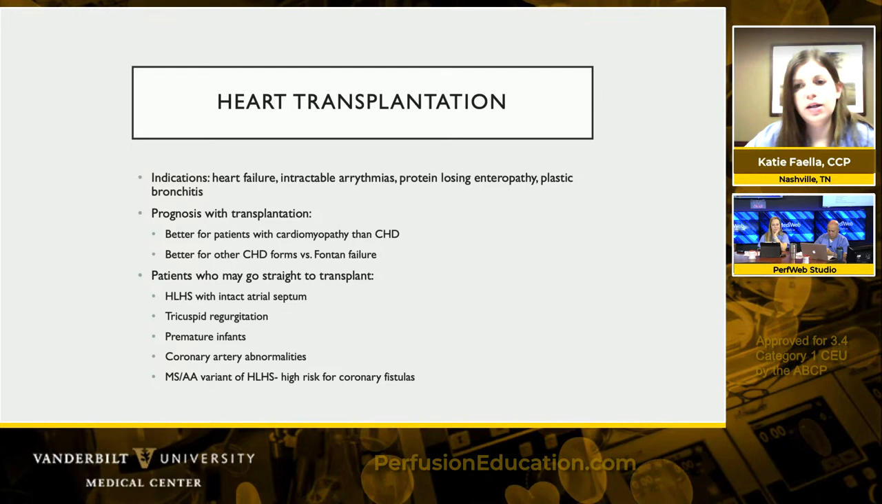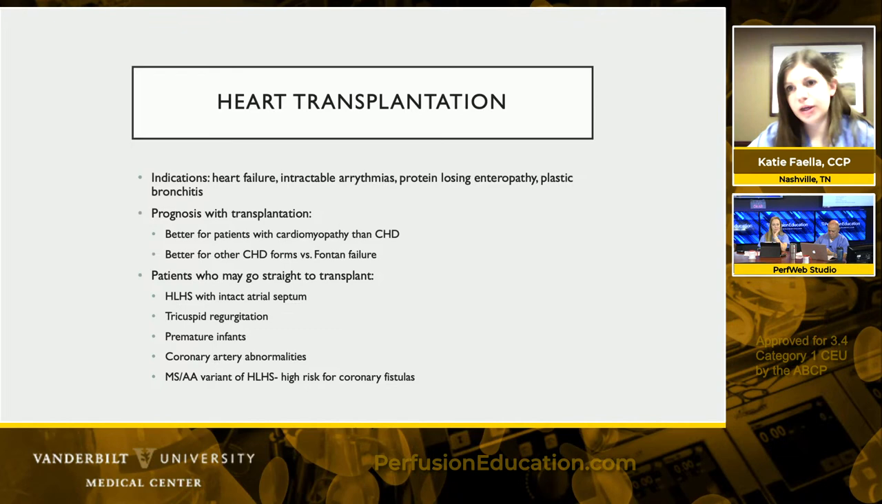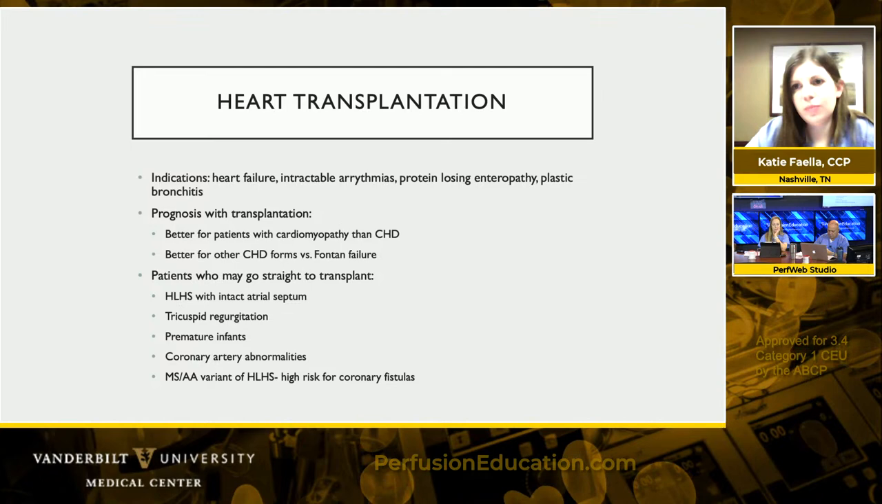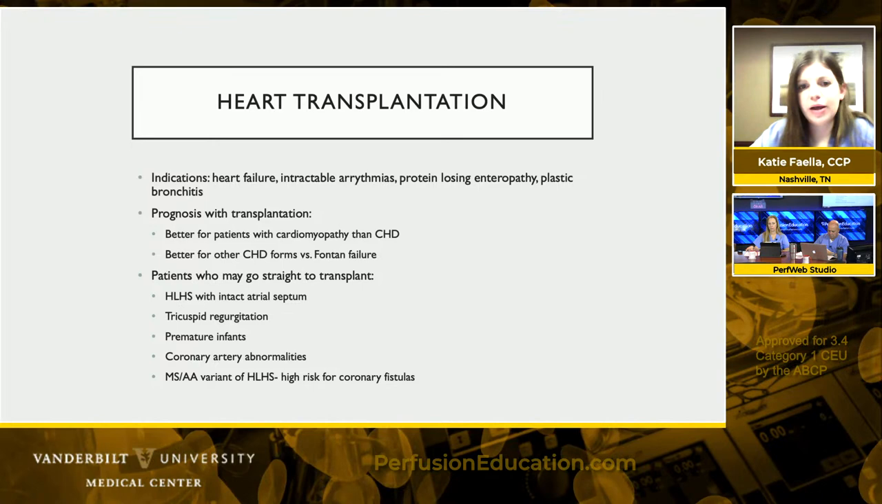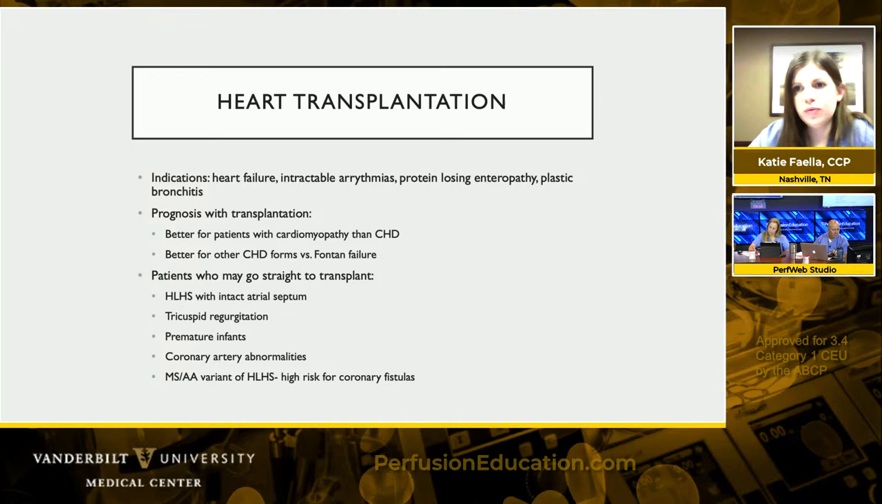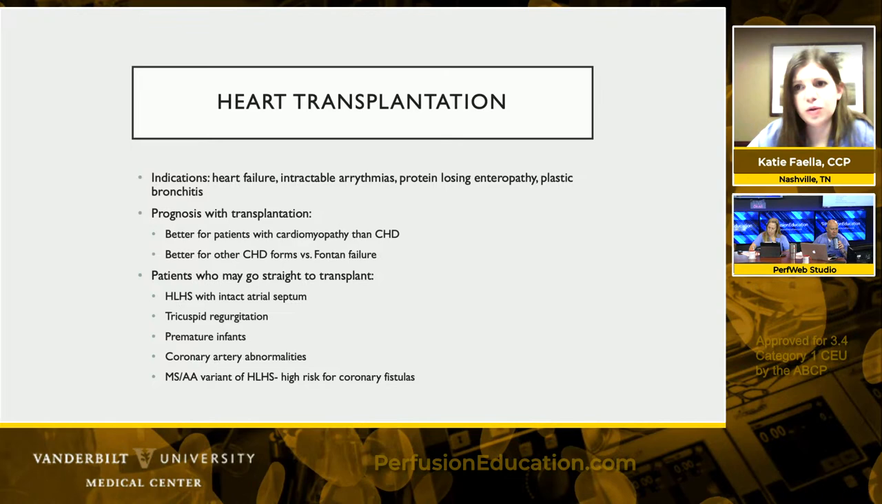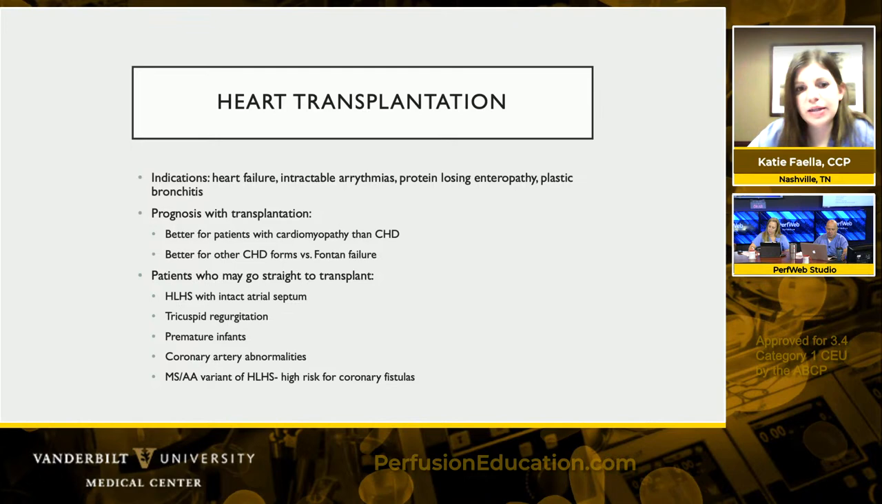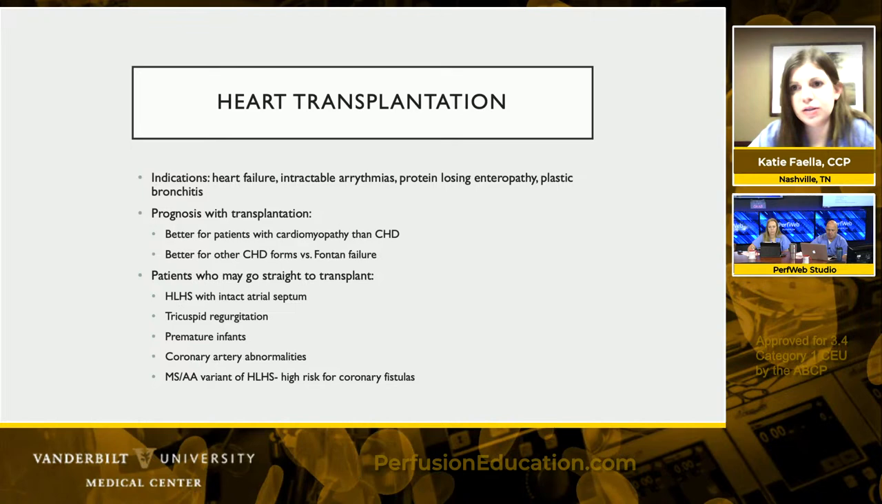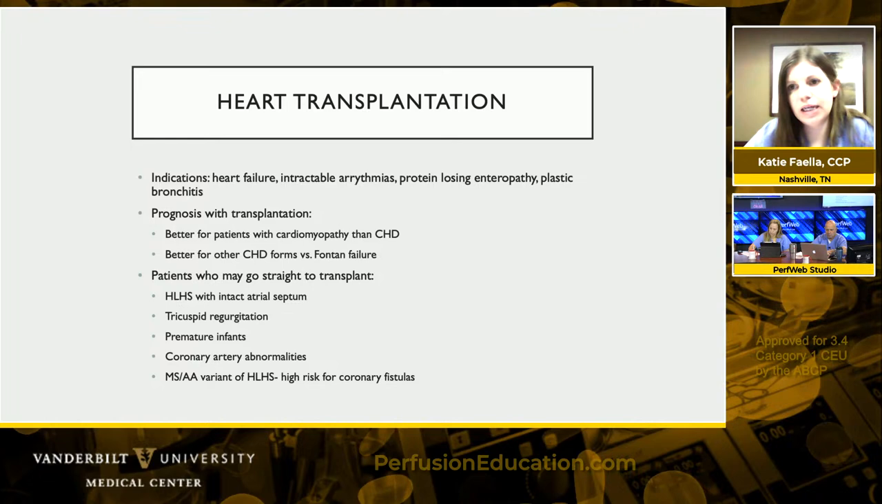Of course, there is always the consideration some patients could go straight to transplant without going through the Fontan pathway. So what kind of patients might we put straight to transplant? Those include hypoplasts with an intact atrial septum, patients with tricuspid regurge or AV valve regurge, premature infants, patients with coronary artery anomalies, and the specific MSAA variant of hypoplastic left heart, which is at a high risk for coronary fistulas.